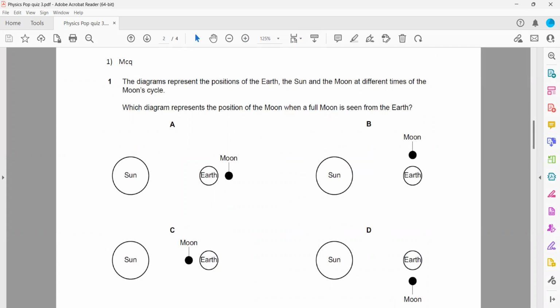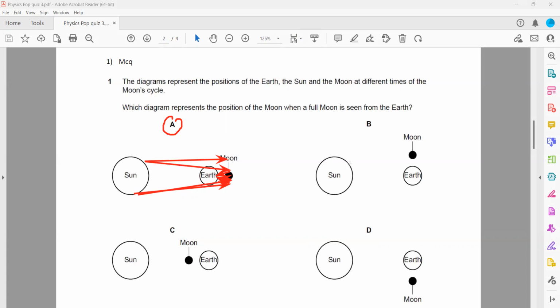So if you want to see a full moon, it should reflect the maximum amount of light from the sun. When the maximum amount of light is reflected from the sun, we'll see a full moon. So which position will observe a full moon? At position A, we'll observe a full moon.